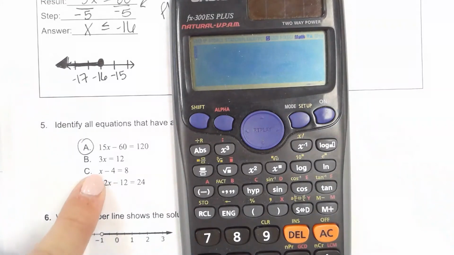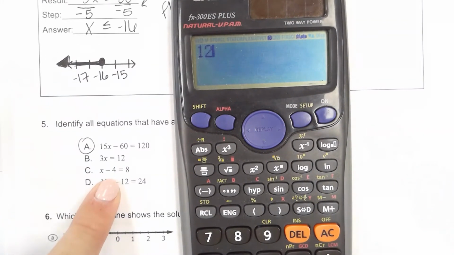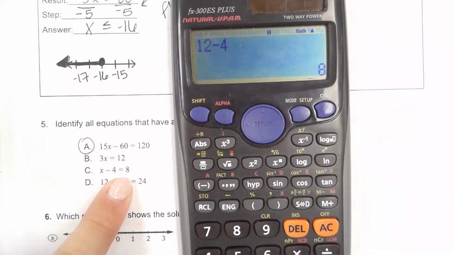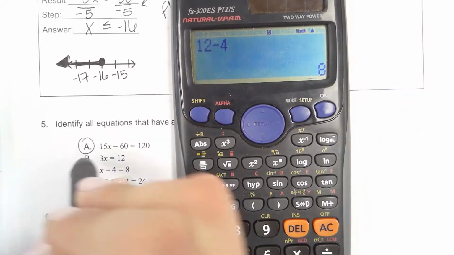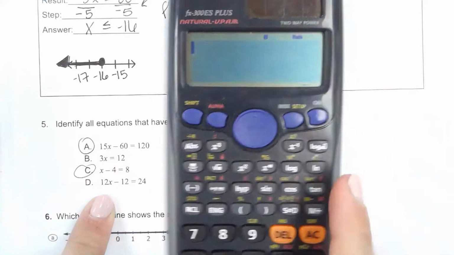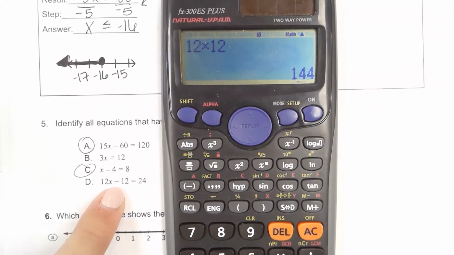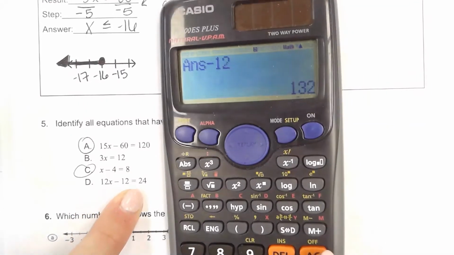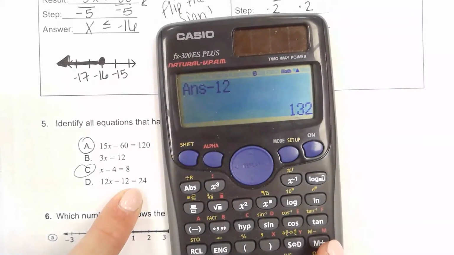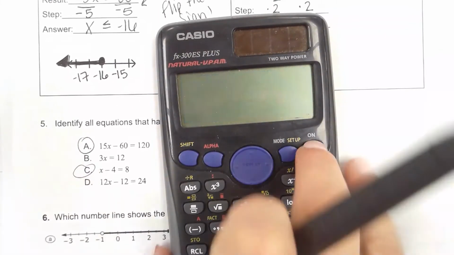Next one, just plug in 12 for x, and then take that minus 4. Does that equal what we wanted it to? Yep, so C is one of them. And then the last one, take the 12 times the 12, and then minus 12. Does that equal the same thing, 132 and 24? No, so your only two solutions are A and C.